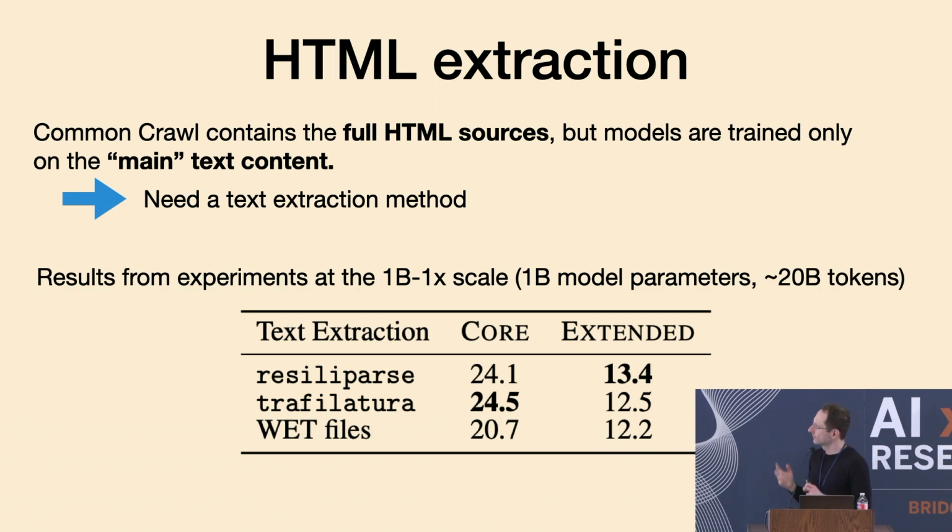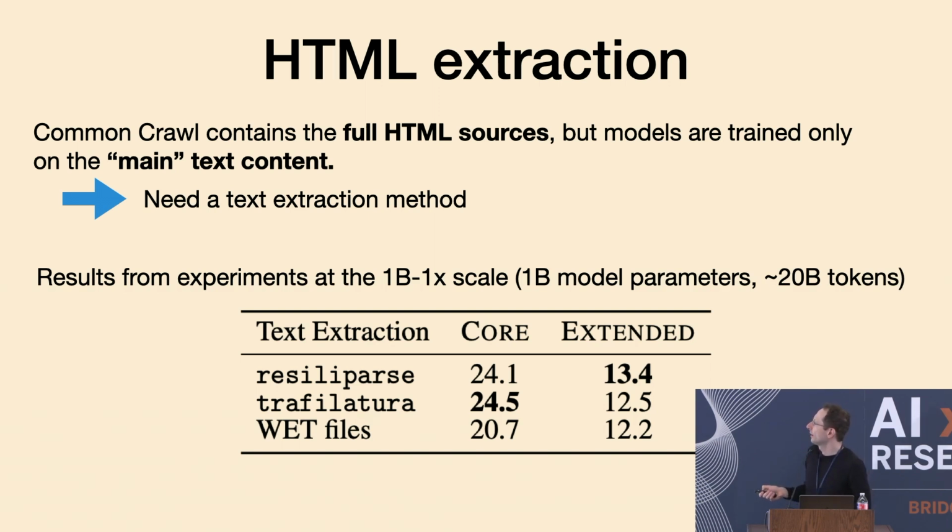And this step is called HTML extraction. Actually, Common Crawl does this. They provide the so-called WET files. This is one way of doing extraction. But in the spirit of looking very closely at every step of the pipeline and seeing how we can improve, we wanted to understand: can we improve over what Common Crawl does with the WET files?